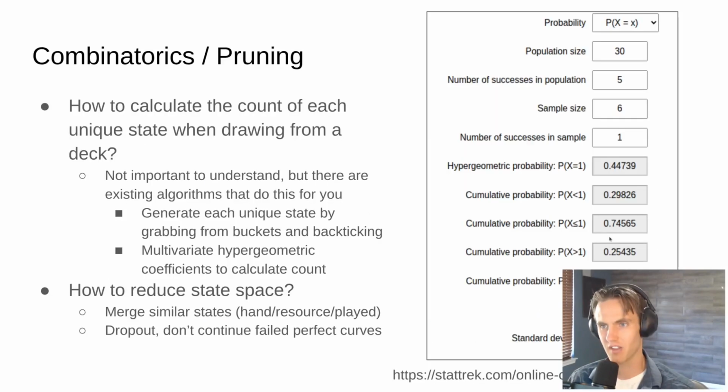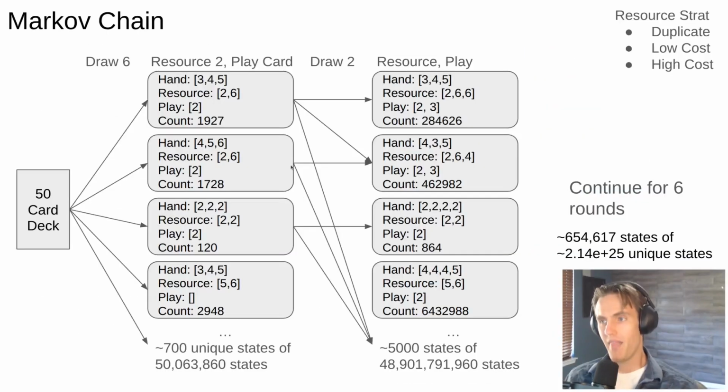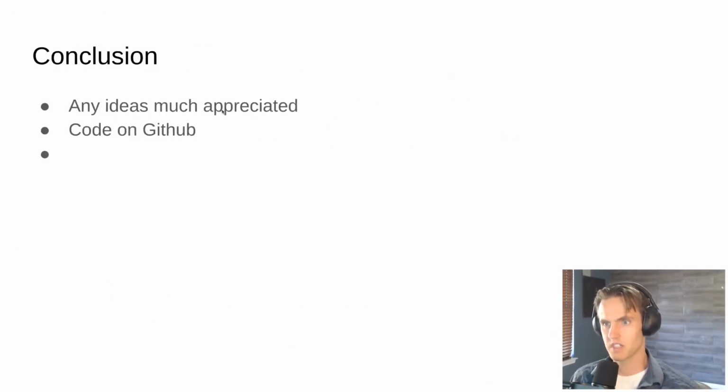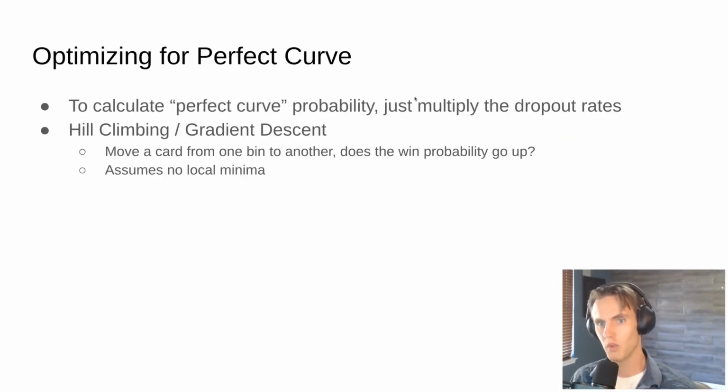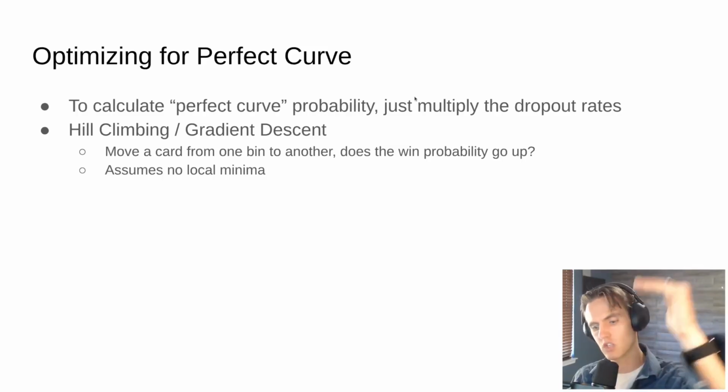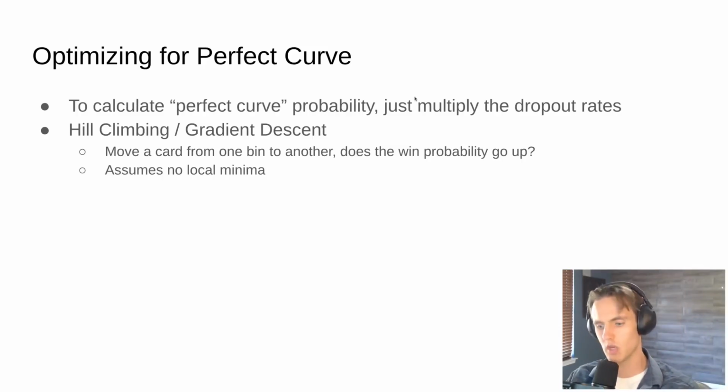But yep, you calculate all those. And then what you're going to do is, I'll talk about, actually I'm going to skip forward a little bit. You're going to multiply the dropout rates for each one of those stages. And when you multiply it together, you get the % chance that you hit a perfect curve. Cool. Then as part of that, that is the simulation run for one particular deck distribution.